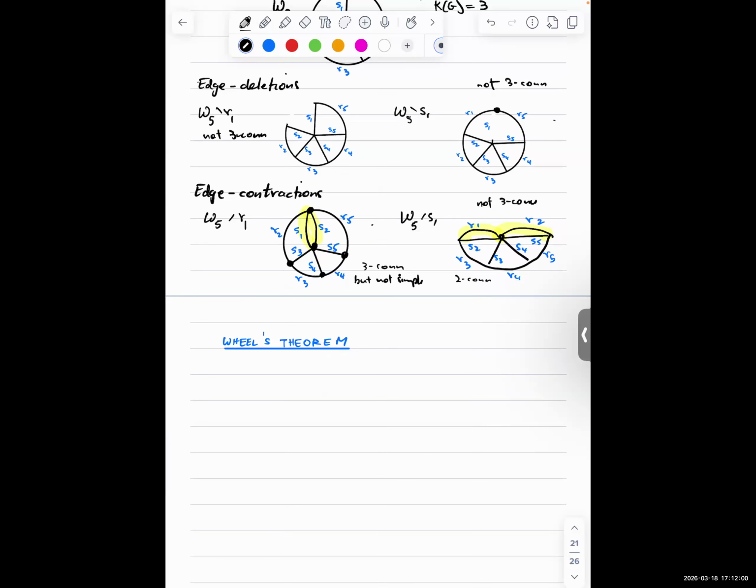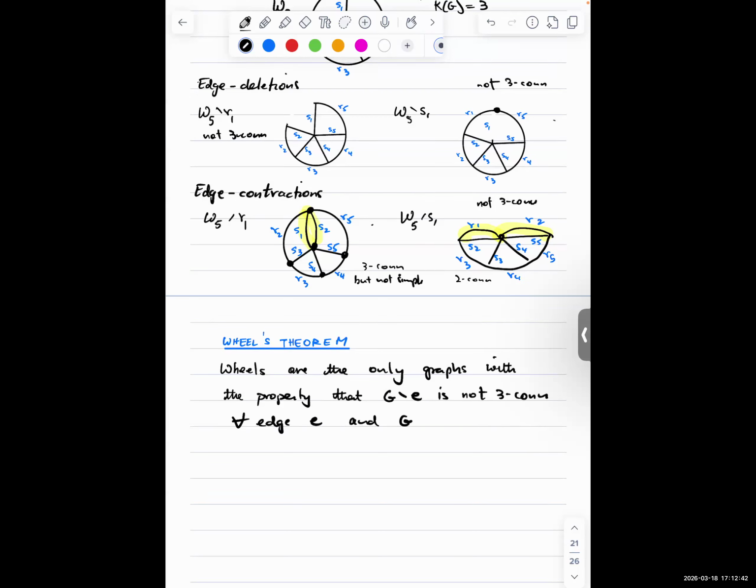And thus, Wheels' theorem states that wheels are the only graphs with the property that G delete E is not 3-connected for every edge E, and G contract E is not simple and 3-connected for every edge E.